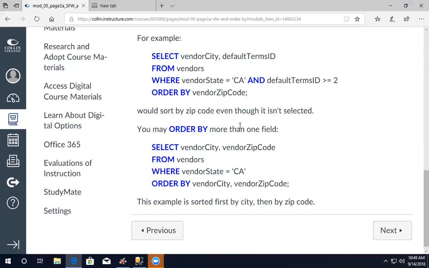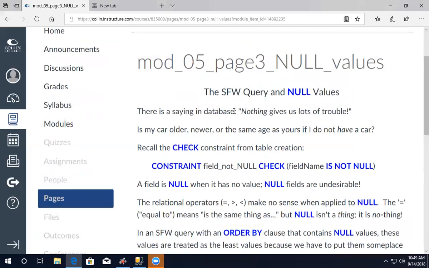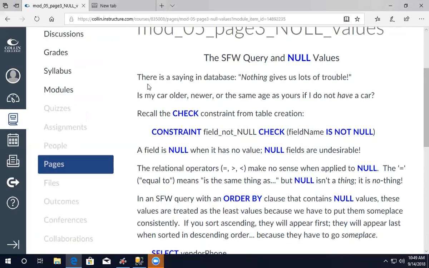That's a field in the table. All of these guys are fields in the table. If it's here, it's a field in the table, unless it's preceded by the word as. In that case, I'm making it up. So default terms ID as foo, then let's see what we got here. Null values, my favorite. They're saying in database, nothing gives us lots of trouble. It's true. Those nothings can really be a pain in our rear ends.